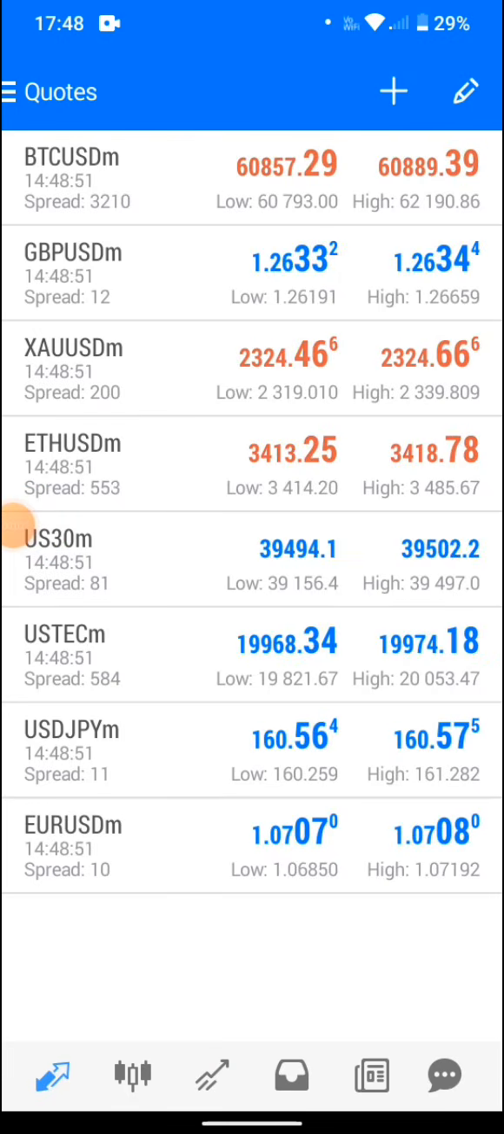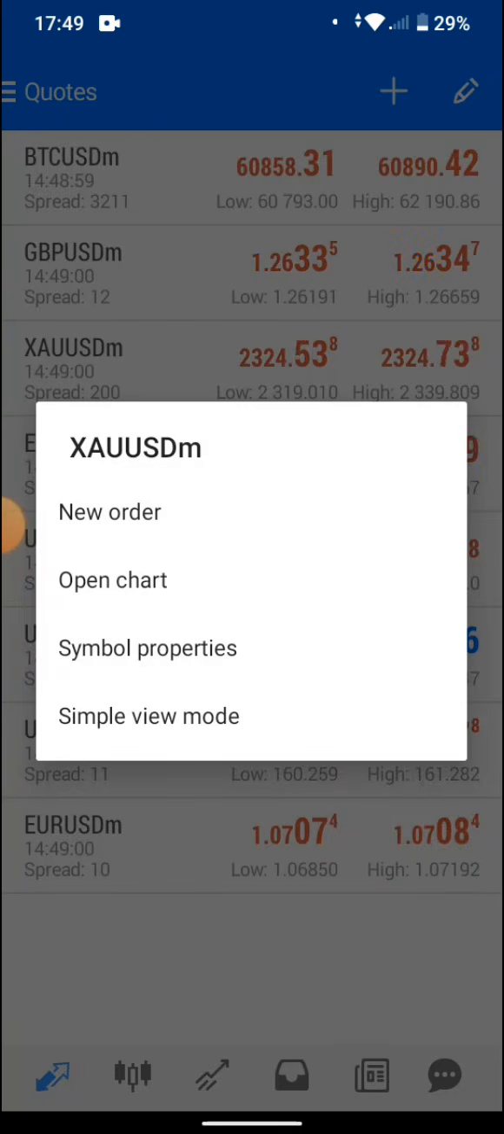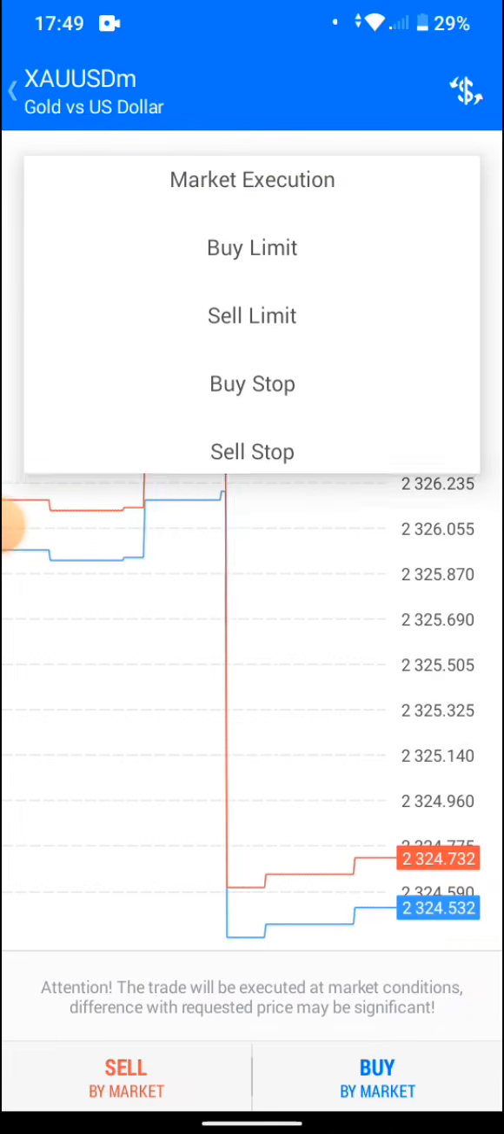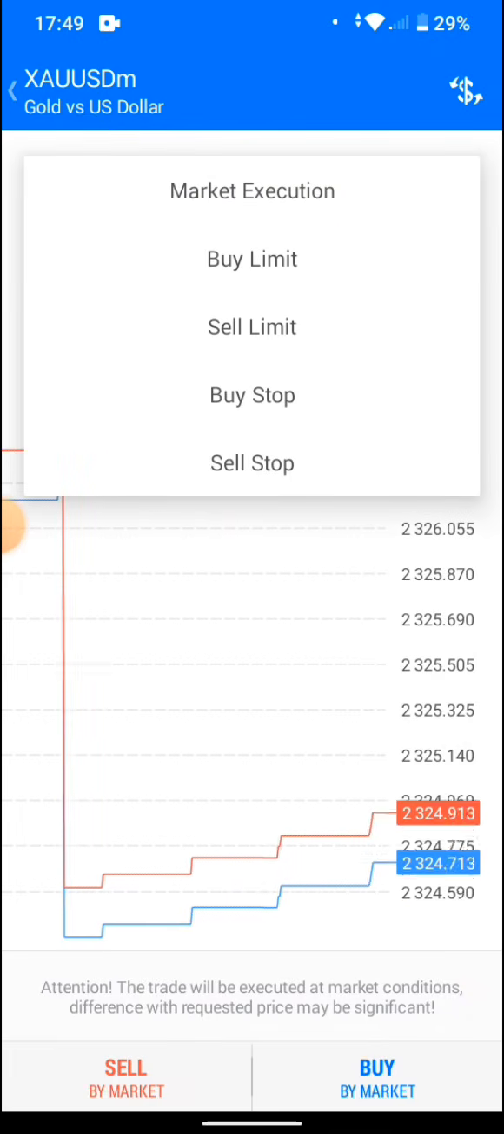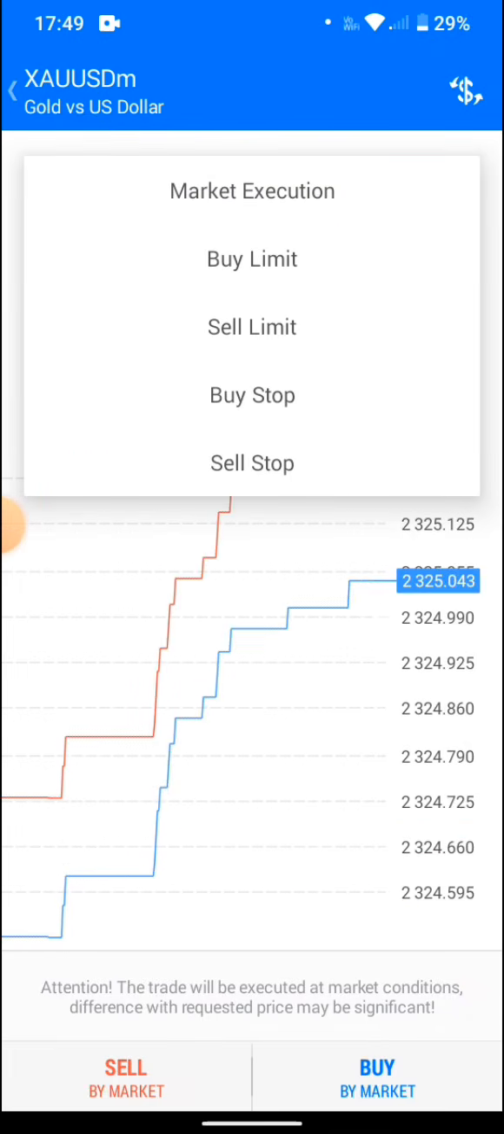The second type of order are called pending orders. There are basically four types of pending orders. So now, I've closed the Zao trade. Now you come back here, you tap order, then you come to the top. Now you are seeing buy limit, sell limit, buy stop, sell stop.